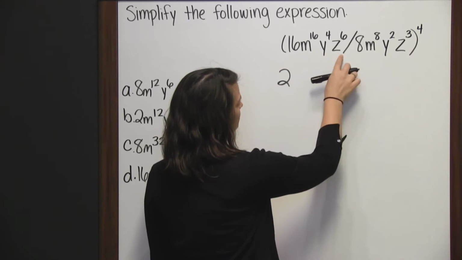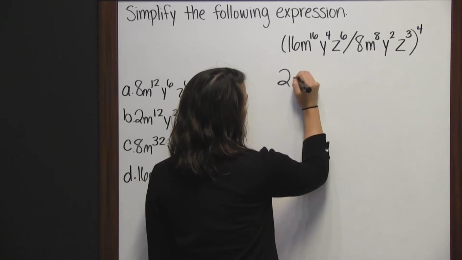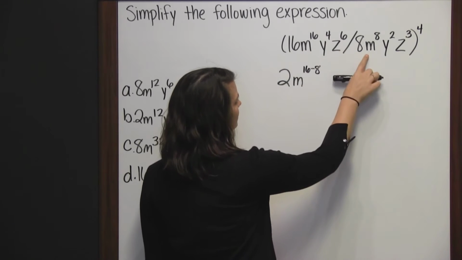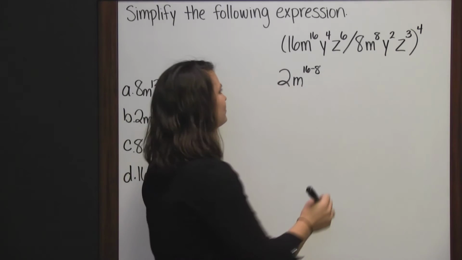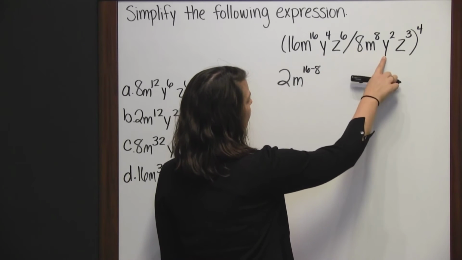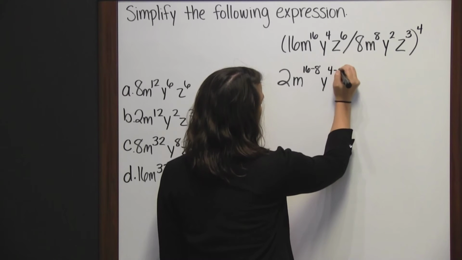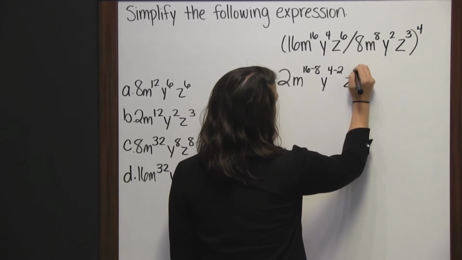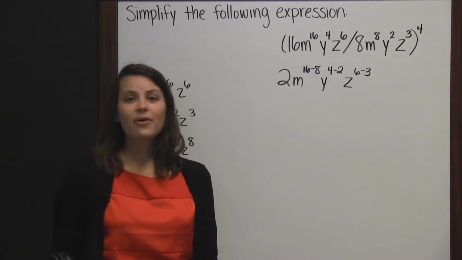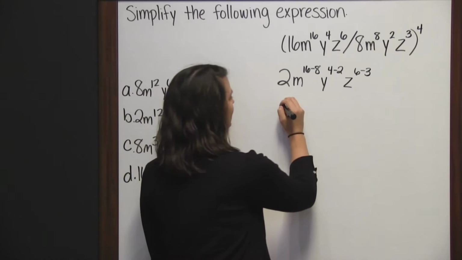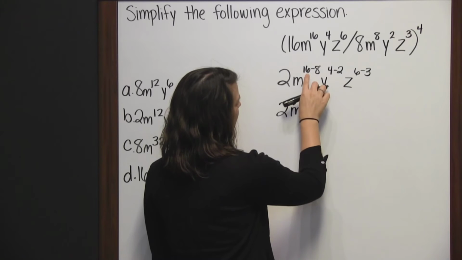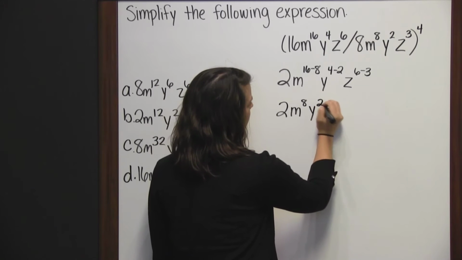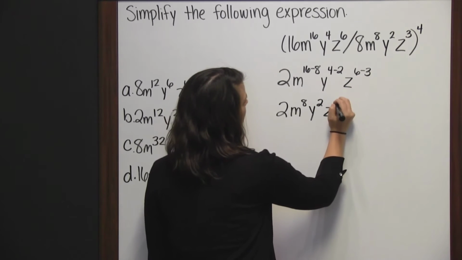Then m to the 16th divided by m to the 8th is m to the 16 minus 8, since when you divide like bases, you subtract the exponents. Y to the 4th divided by y squared is y to the 4 minus 2. And z to the 6th divided by z cubed is z to the 6 minus 3. Now we need to simplify our exponents. So we have 2m to the 8, y to the 2, and z to the 3.